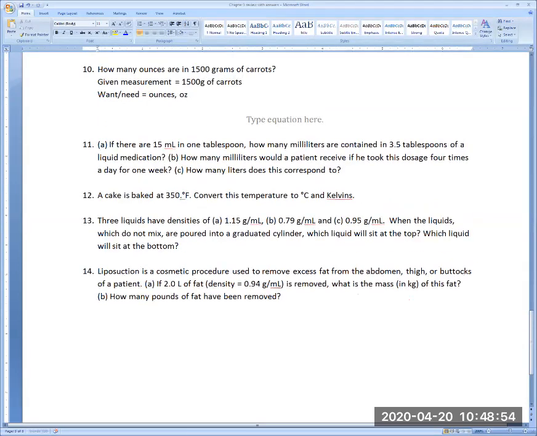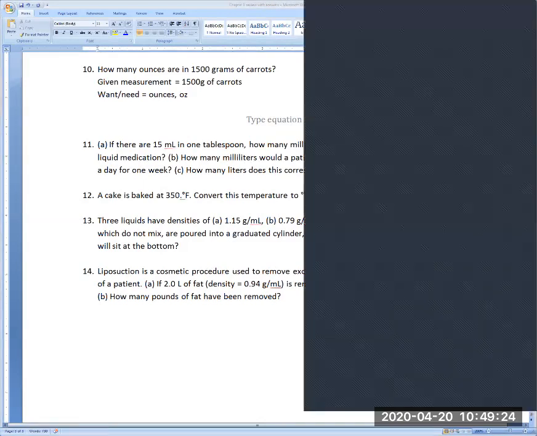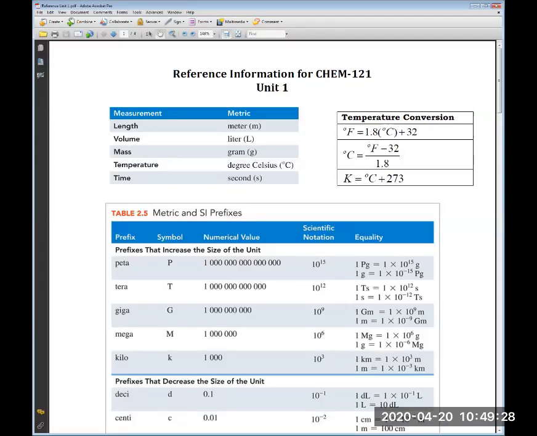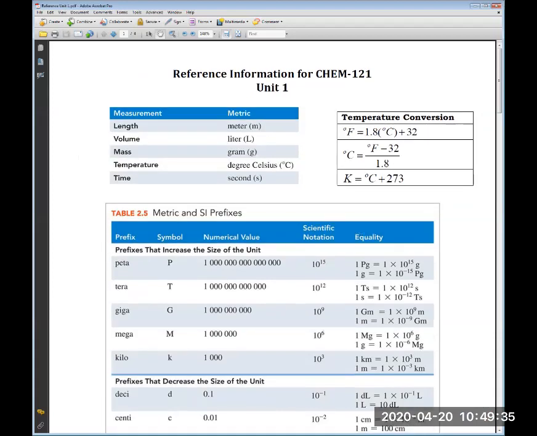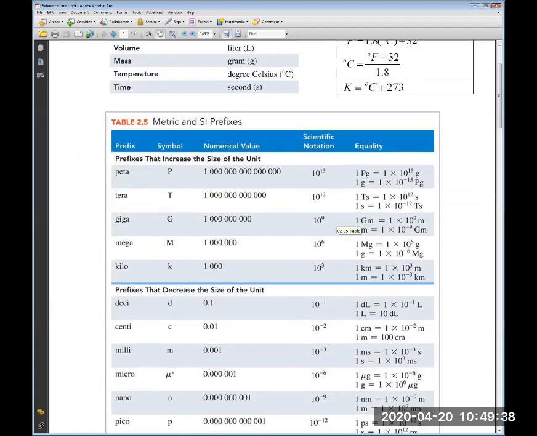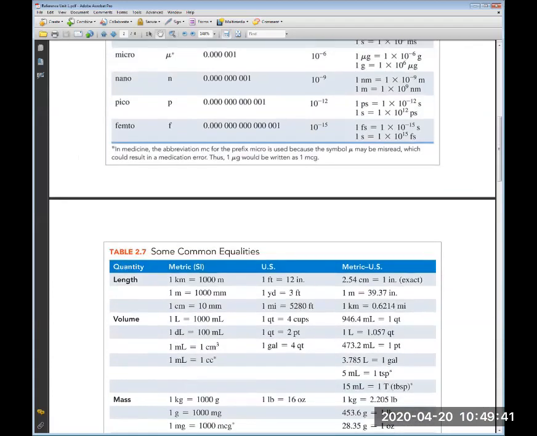So that means you will need to find an equivalence or an equality statement that relates grams and ounces. Hopefully, if you have been able to print it, you have the reference for unit 1. Maybe I can show it, so I will change my share to show the reference. Yes, you have it, Alexa. The first page of the reference info for unit 1 shows the metric prefixes, but here ounces are English system and grams are prefix, metric.